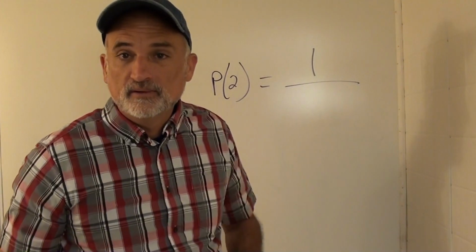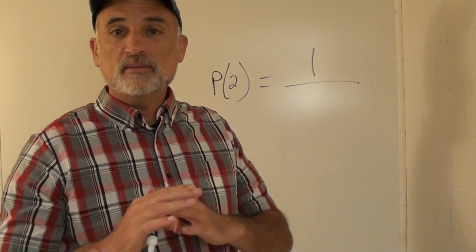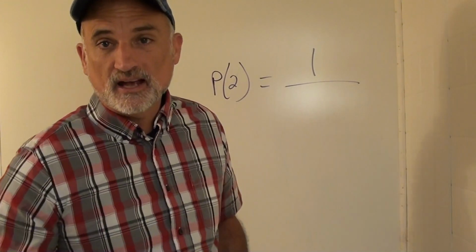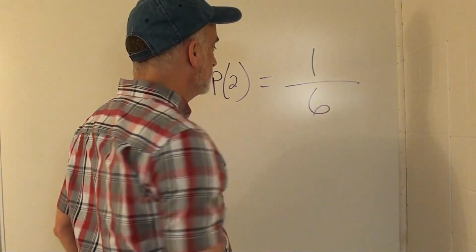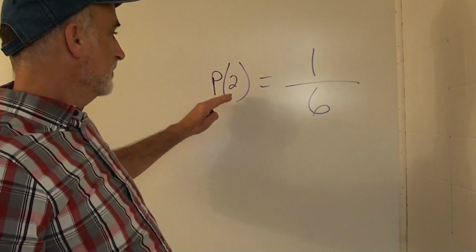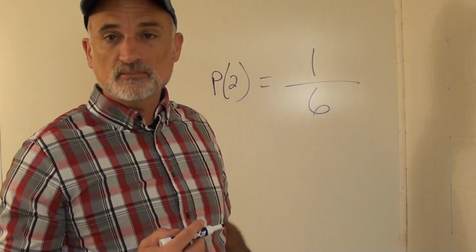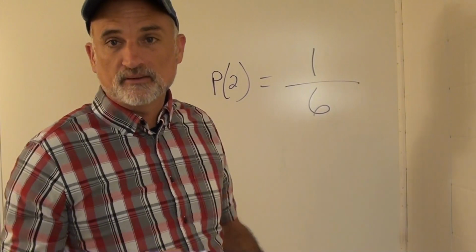So that would be our numerator. And now how many different outcomes can we get by rolling a die one time? Well, it's a six-sided die. So the probability of rolling a 2 is 1/6. Now you can turn that into a decimal, okay, or a percent. Doesn't really matter.